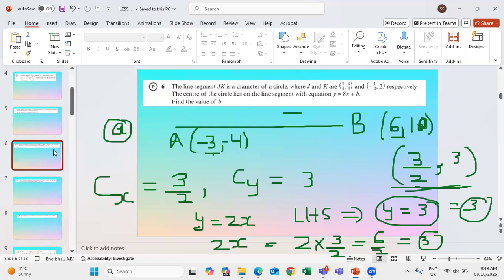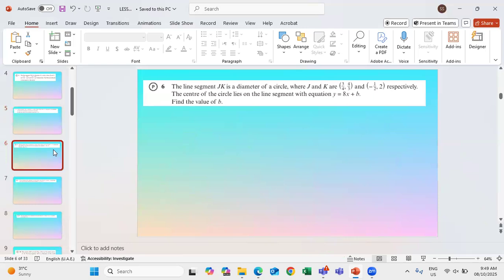Then we have the next question here. The line segment JK is the diameter, where J and K are the points. The center lies on the line, and we need to find the value of b. For this question, first we need to find the midpoint. So I am finding the midpoints directly now.